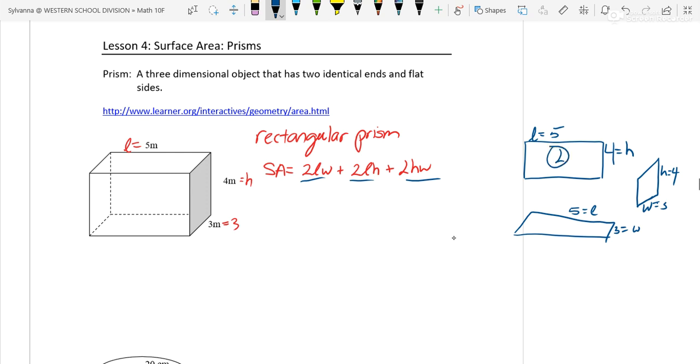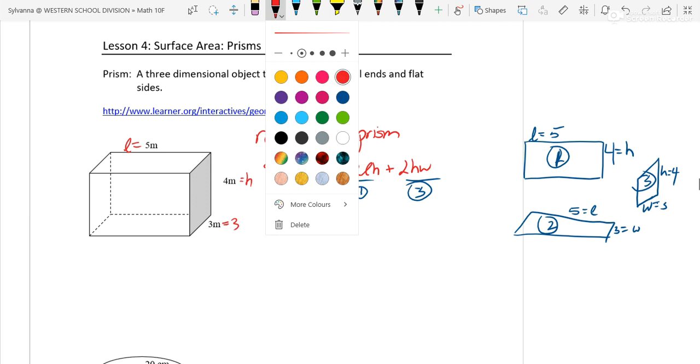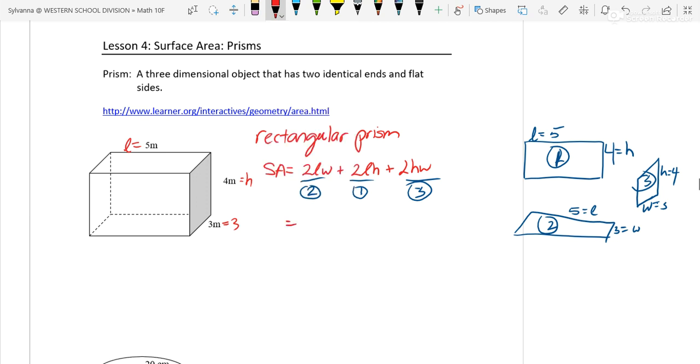We have this one, which is front and back. This one is top and bottom, and this one is our 2 sides. So this length times height, that's this calculation here. Height times width correlates with 3, and length times width correlates with 2. So that's where this formula is coming from. Okay, but we don't necessarily need to draw this to figure it out. I'm just showing you where this formula comes from.